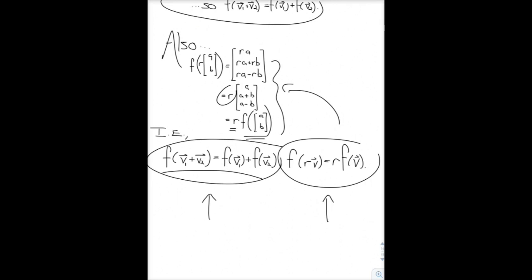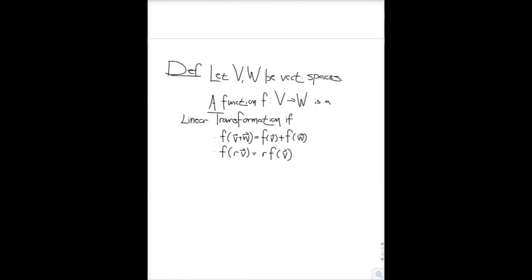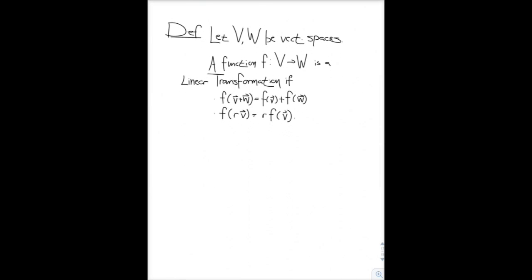We'll take these properties which these maps satisfy, namely the properties that they preserve addition and scalar multiplication, and we'll use those properties as axioms or as properties for a definition of a new kind of map, which we call a linear transformation. So here's the definition. Let V and W be two arbitrary vector spaces. A function from V to W is called a linear transformation if these two properties are satisfied.